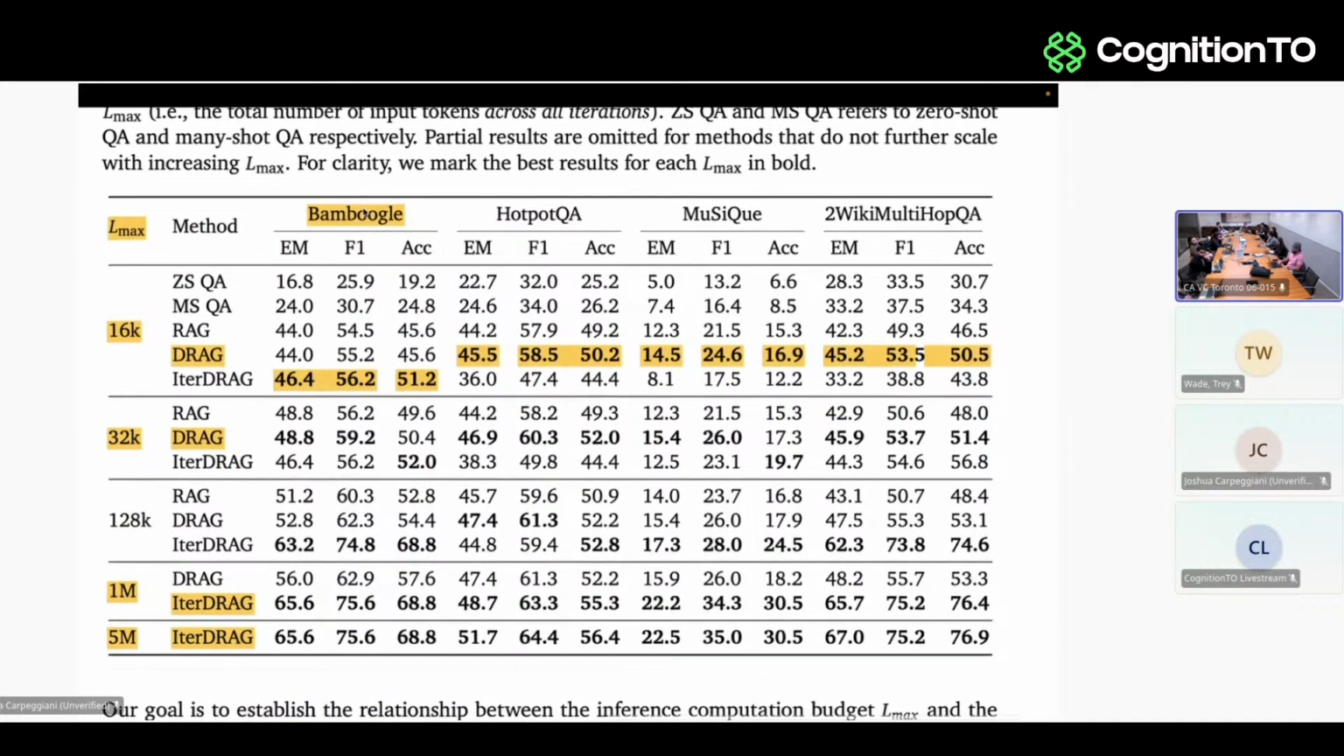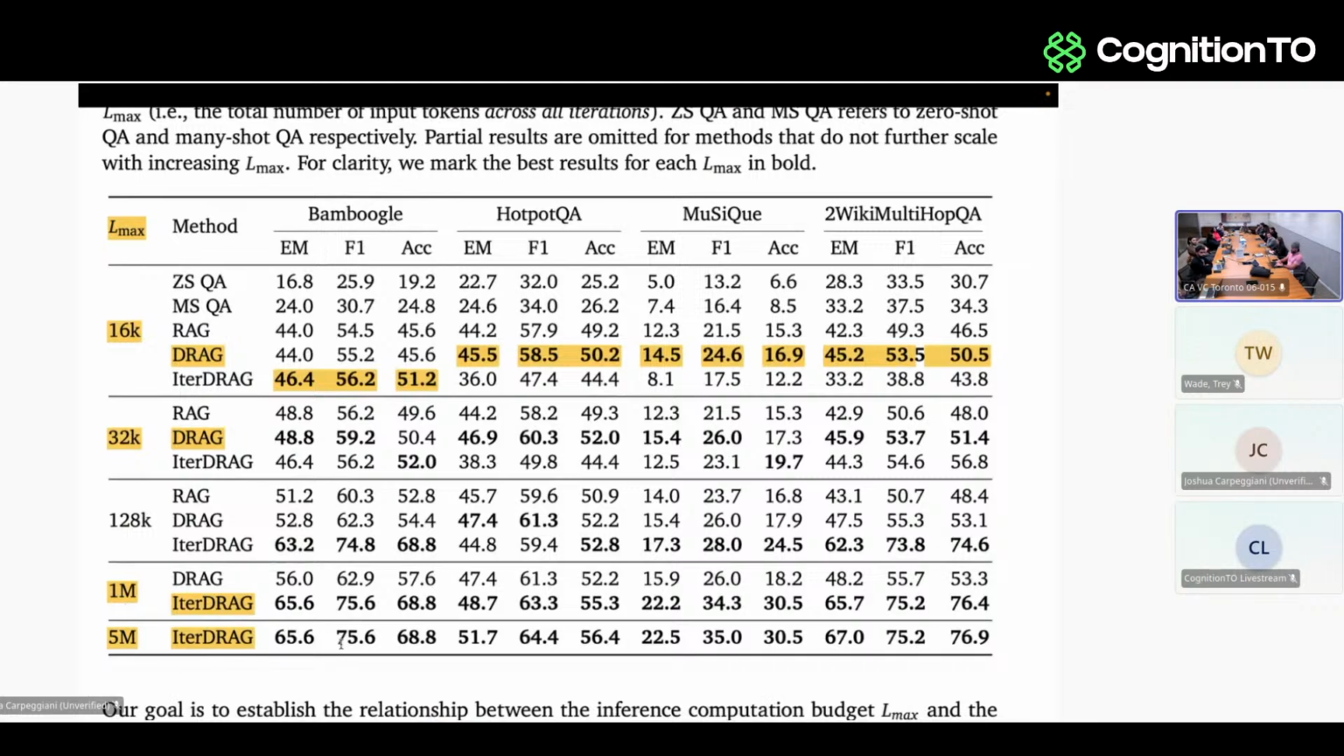So the thing to know here is we can see that as Lmax increases, we're using more tokens. The performance is good with DRAG to start off with the smaller token budget. But then as we increase our token budget to 1 million and 5 million, iter-DRAG ends up beating out DRAG across everything.